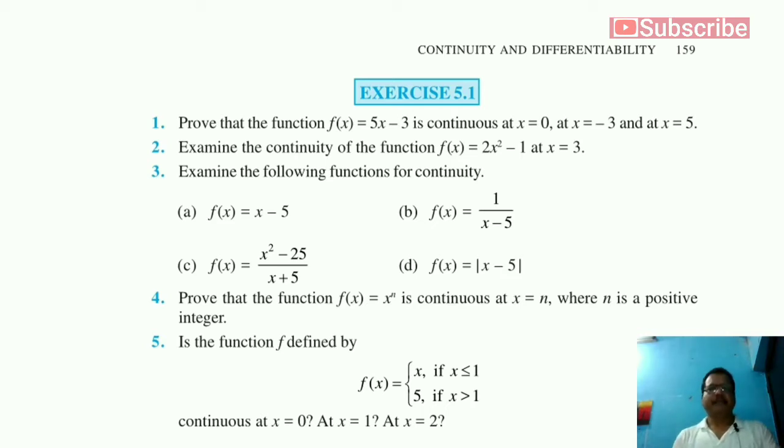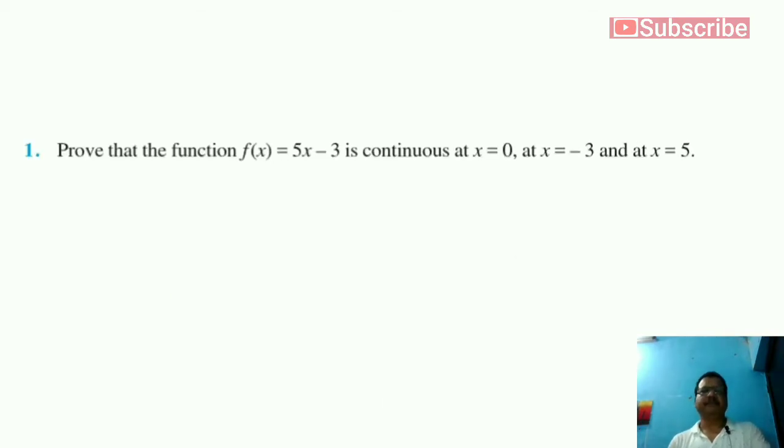Okay, so the first question, let us see how we can solve it, isn't it? So your first question here: prove that the function f(x) is continuous at x = 0. Three points are given to you: x = 0, x = -3, and x = 5.